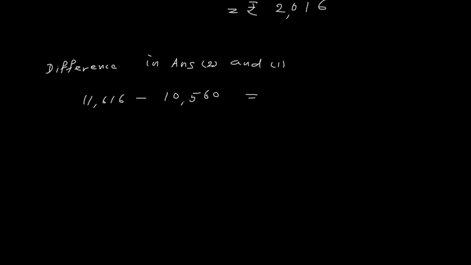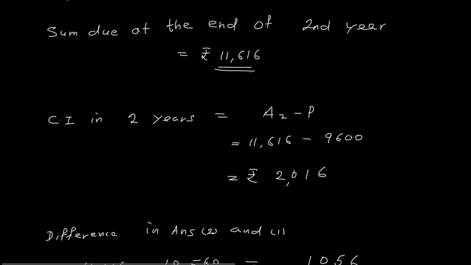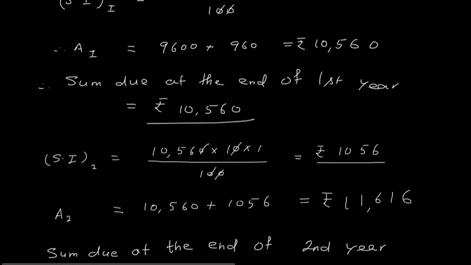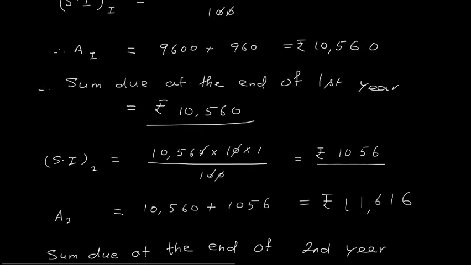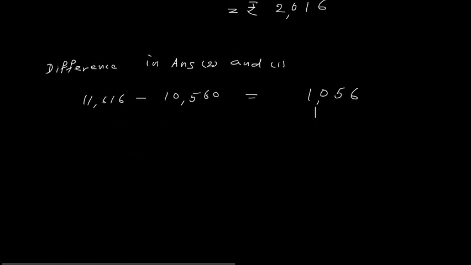So 6 here, and then 1 minus 6, that is 11 minus 6, 5, then 5 minus 5 is 0, and then 11 minus 10 is 1. So 1056. Now this 1056 is nothing but your interest which you got at the end of first year. This is the interest. Okay, you got second year. Second year, what interest you got is this 1056.